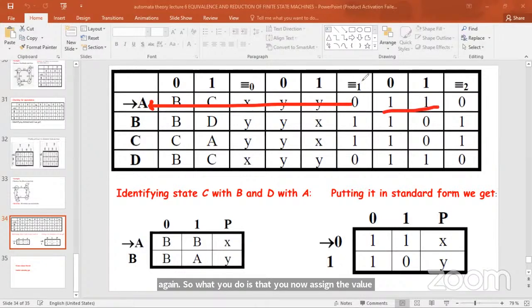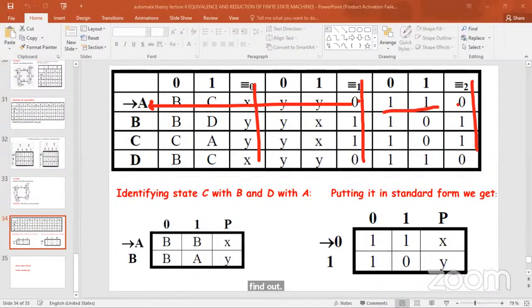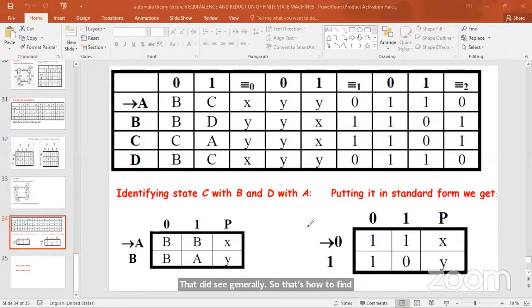But as you are looking at your equivalence, you'll be checking, are they the same? Is this previous one the same with this? If it is not, you continue to this. So when you look at this and this, you find out that they are the same generally. So that is how to find equivalence for a Moore machine.